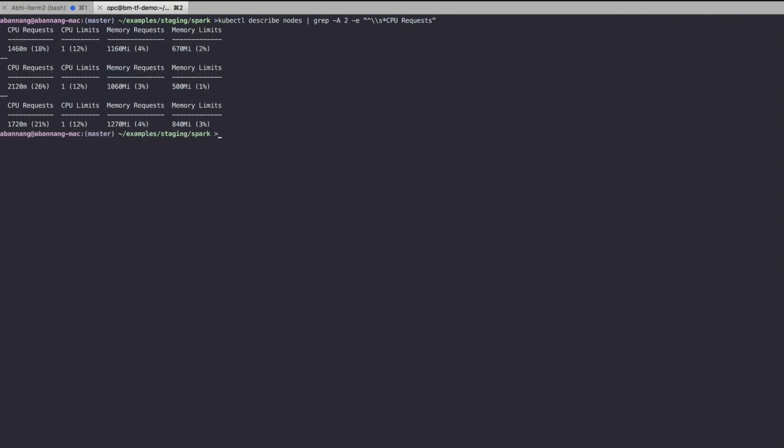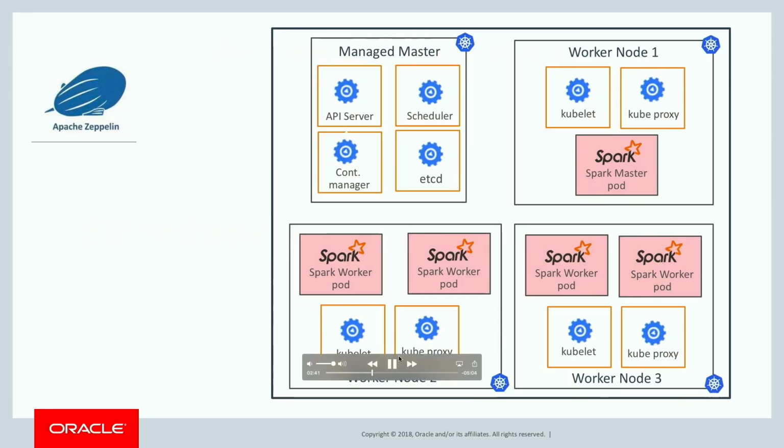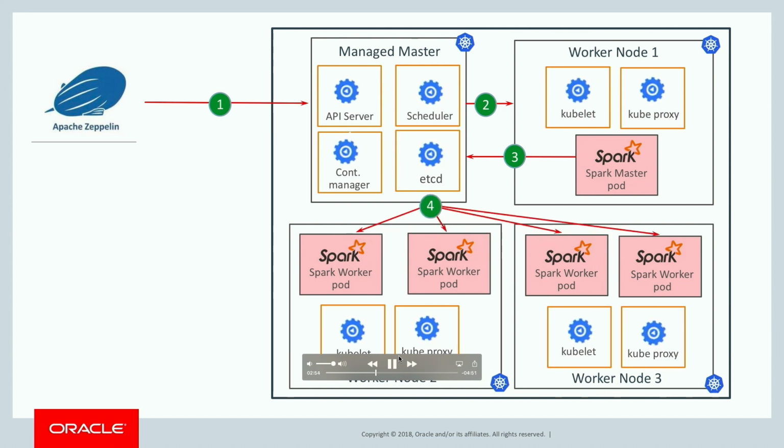So this is the CPU and the memory requirements, or the allocations, of this cluster. At a high level, this is what is going to happen. Zeppelin is going to connect with the Kubernetes master, and the master is going to connect to the worker node, which has the Spark master pod on it.